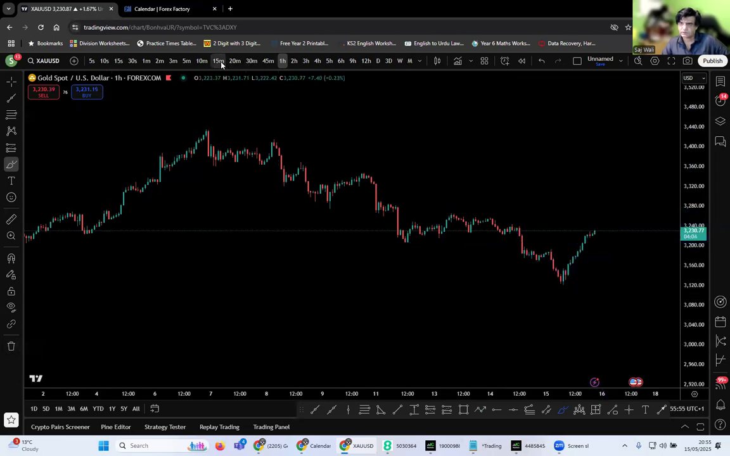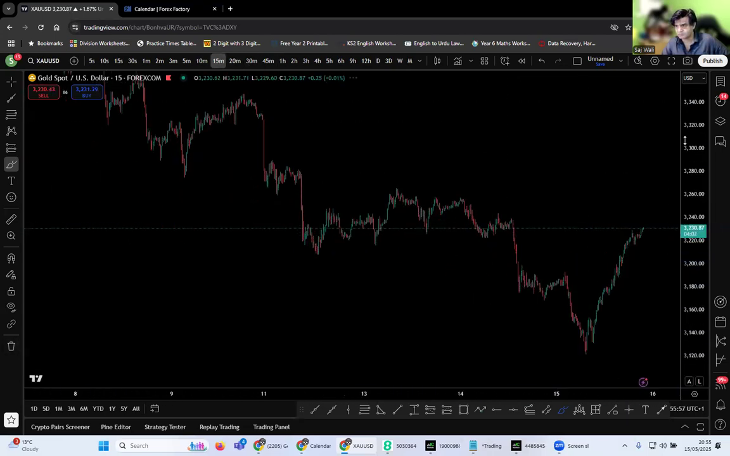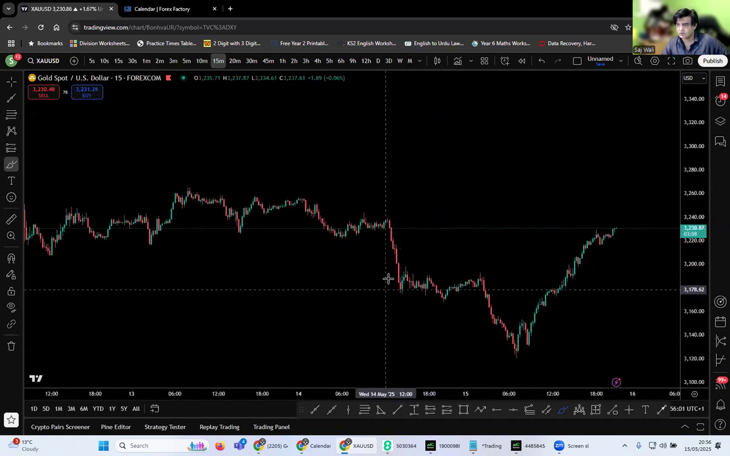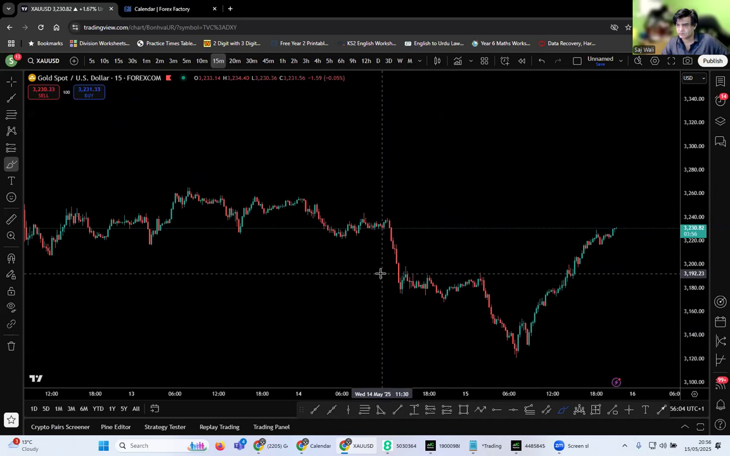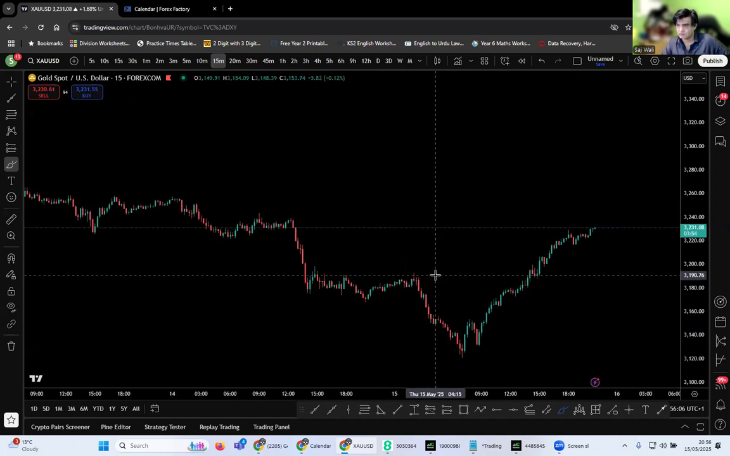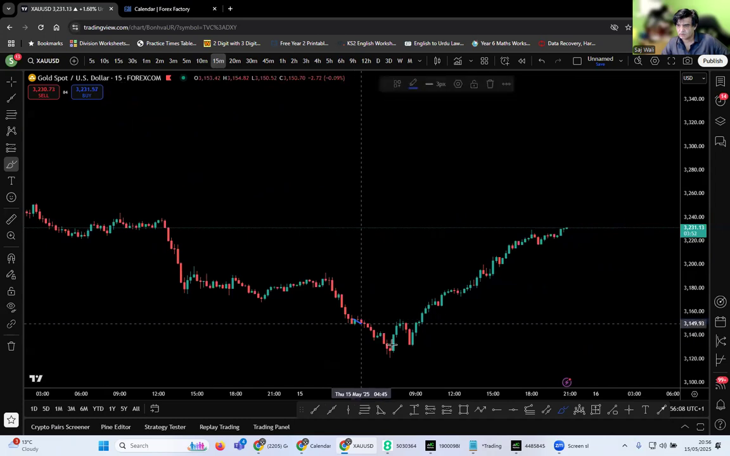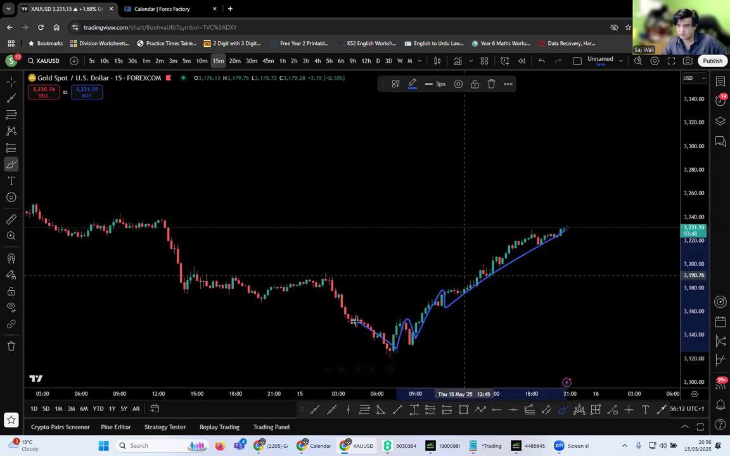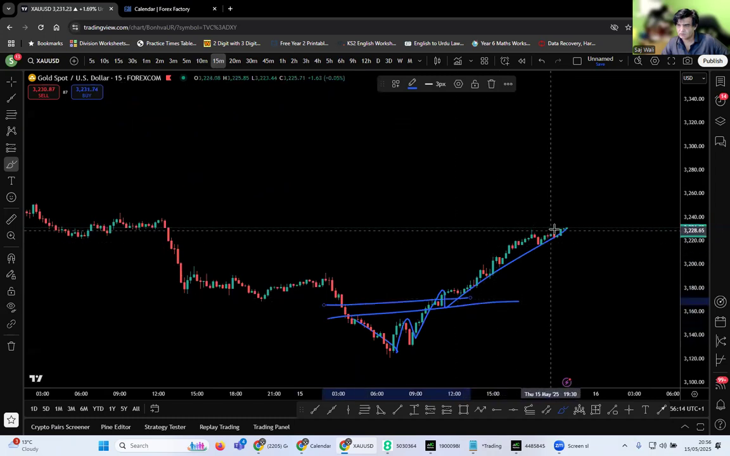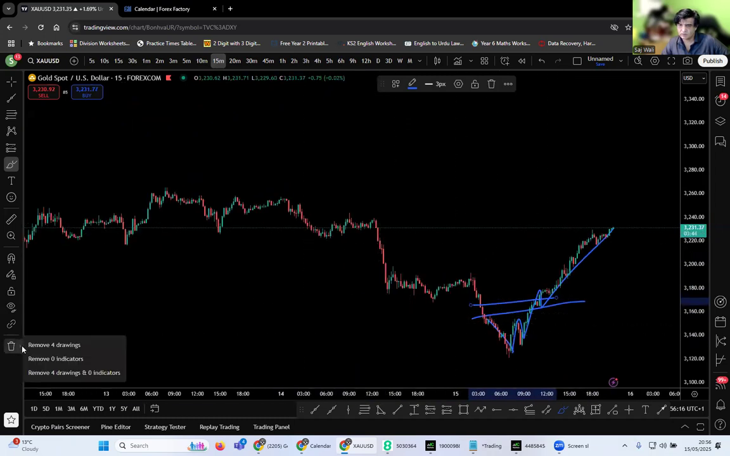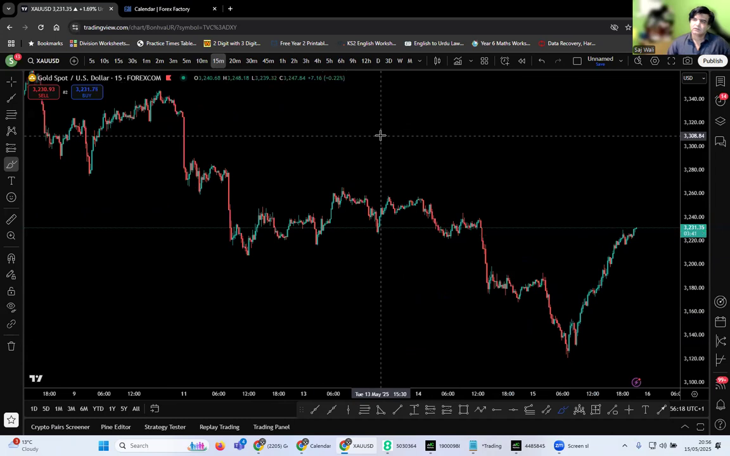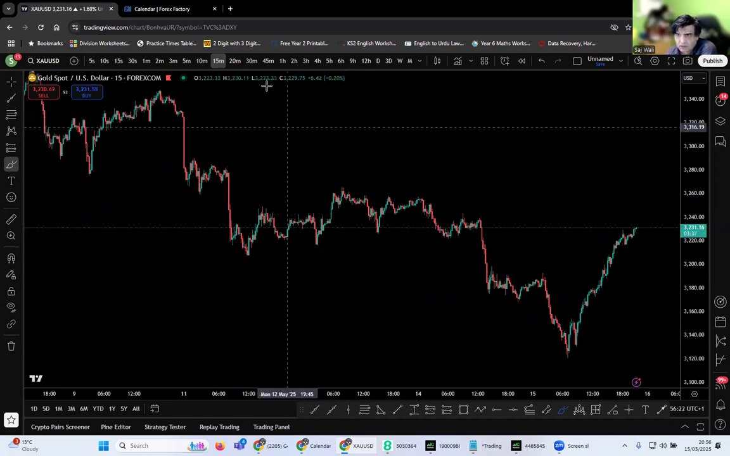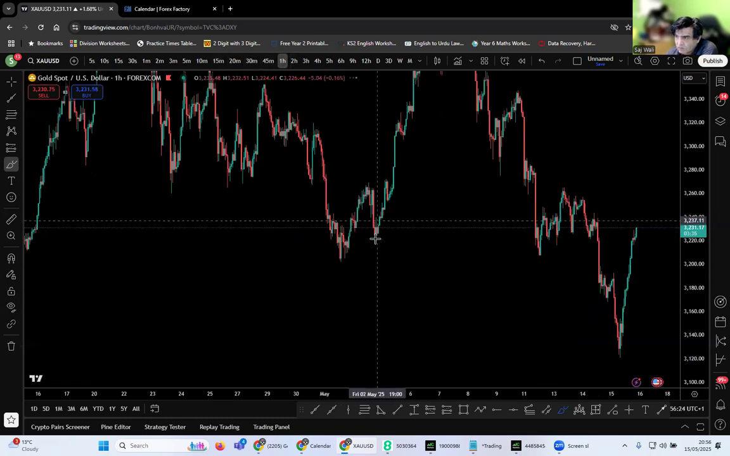So in 15 minutes, let's see what's happening. The market already made a kind of head and shoulders and is going to the upside now. So anyway, at this point that was for learning purposes.